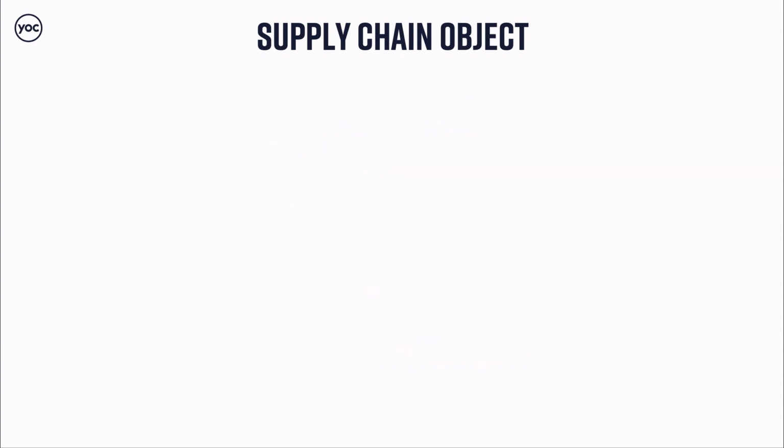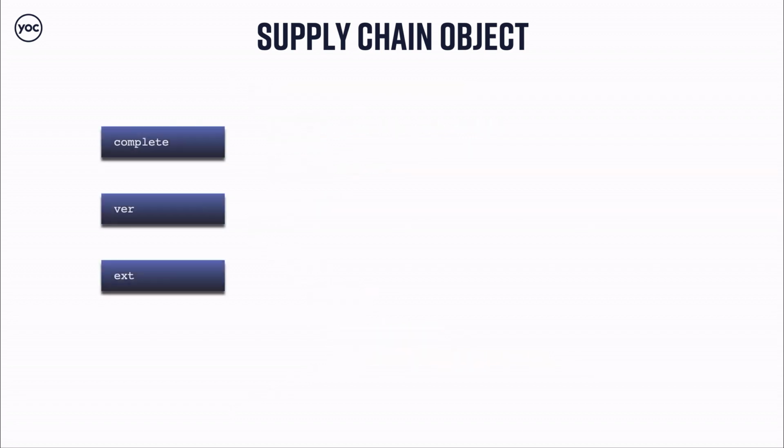Taking a closer look at the attributes of the parent object, the first one is complete, which is a flag that indicates whether the supply chain contains all the nodes involved in the transaction, leading back to the owner of the website or application, where 0 equals no, 1 equals yes. Then the version of the supply chain specification, currently only 1.0 is available.